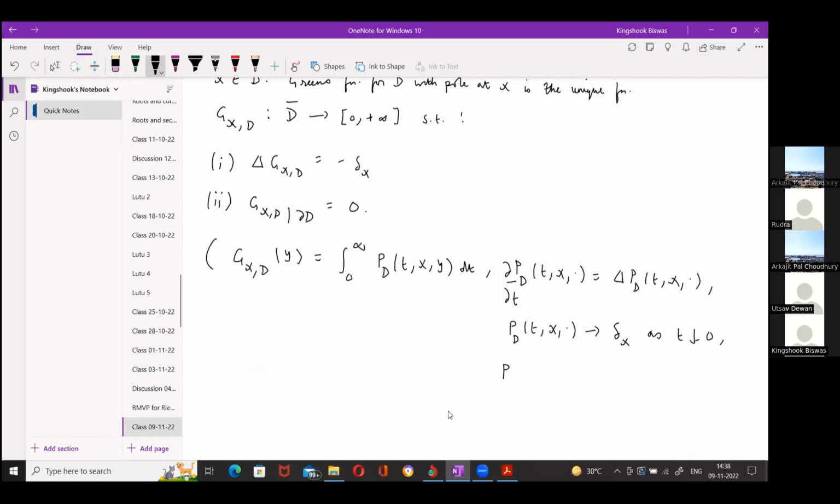And p sub D of t, x, y is equal to 0 for all y in the boundary of the domain. The construction of such a function is quite non-trivial, but this is called the Dirichlet heat kernel for the domain. This p sub D is called the Dirichlet heat kernel of D.